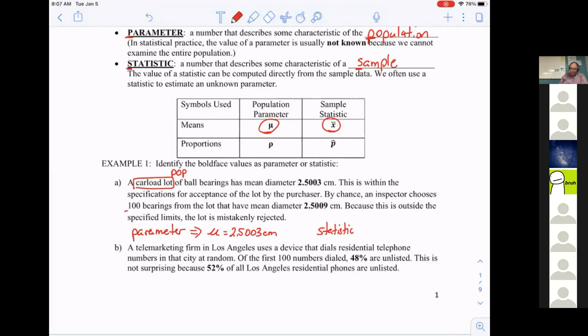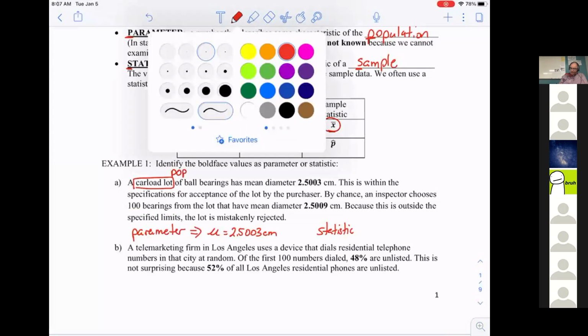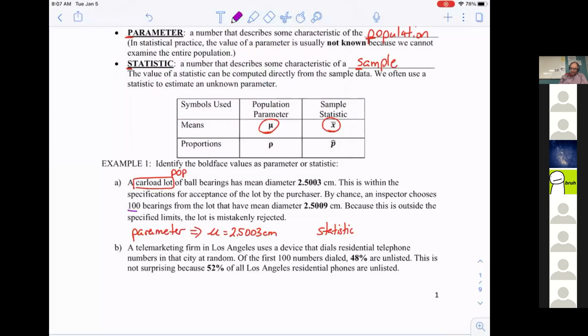However, if we come down here for the 2.5009, the inspector chooses 100 bearings. So we just have 100 bearings. I should have done this in a different color. Let's change this to a different color. There's my 100 bearings. The 100 bearings is going to come from a sample statistic. Because it is a sample, now we're going to roll with X bar, and that means X bar is going to be 2.5009 centimeters.